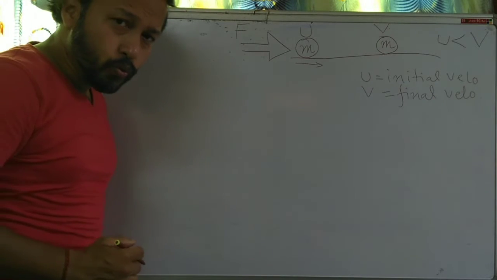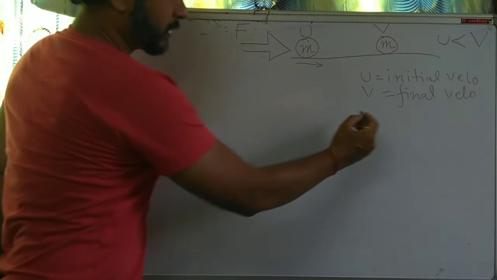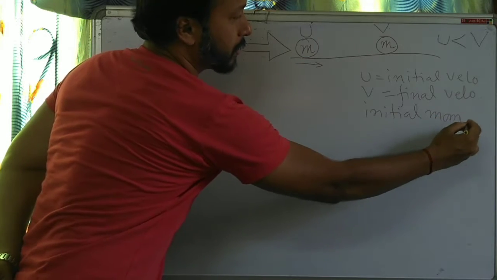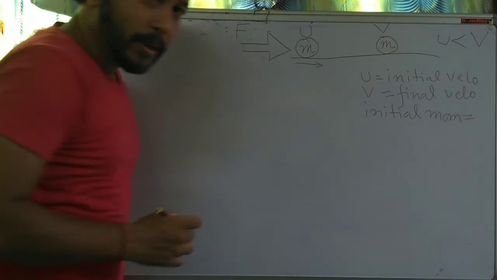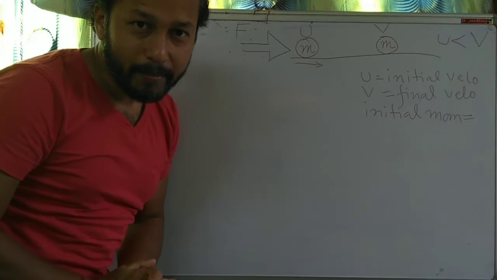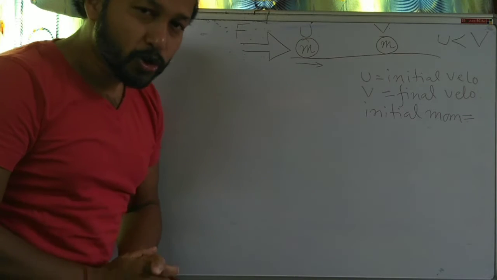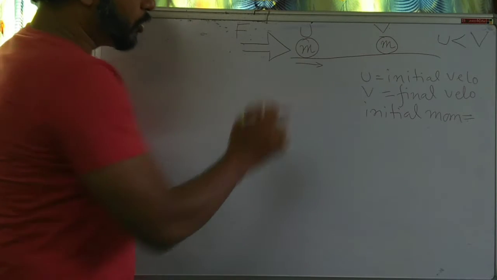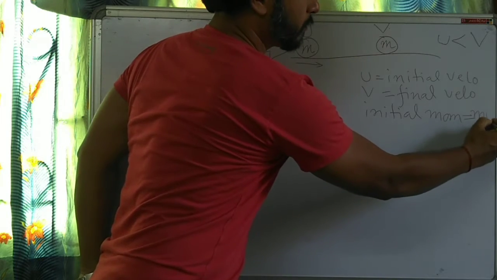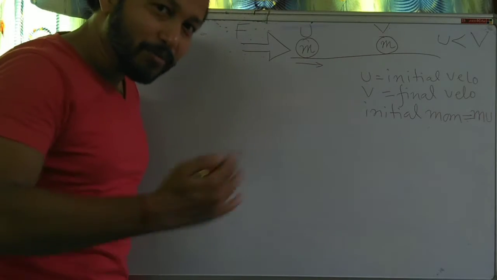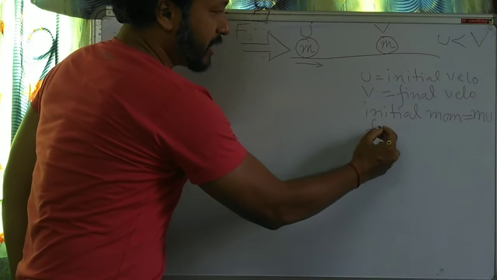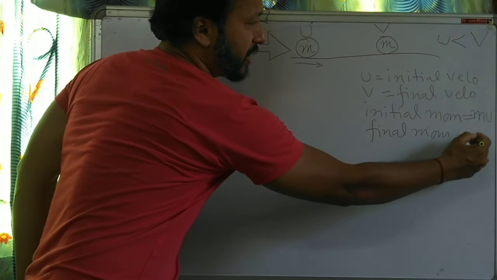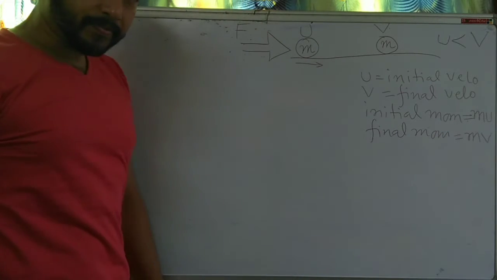Now if I ask you, what is the initial momentum? Initial momentum equal to mass into velocity. We know that momentum means mass into velocity. So initial momentum means mass into u. So mass into u, that is mu. What is my final momentum? Same way. Final momentum equal to mv. Yes, mv.